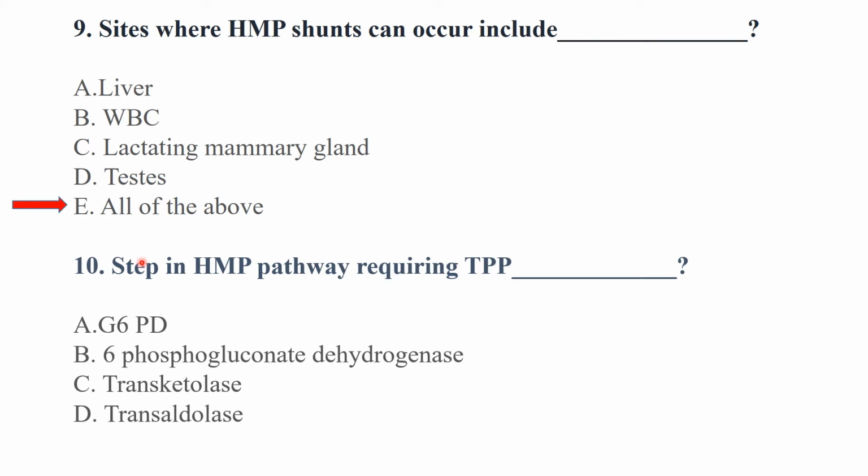Next MCQ is: step in HMP hexose monophosphate pathway requiring TPP. TPP is a coenzyme. It needs the enzyme: G6PD, 6-phosphogluconate dehydrogenase, transketolase, or transaldolase. So it is transketolase. The best answer is transketolase. Transketolase requires TPP, thiamine pyrophosphate. TPP stands for thiamine pyrophosphate.